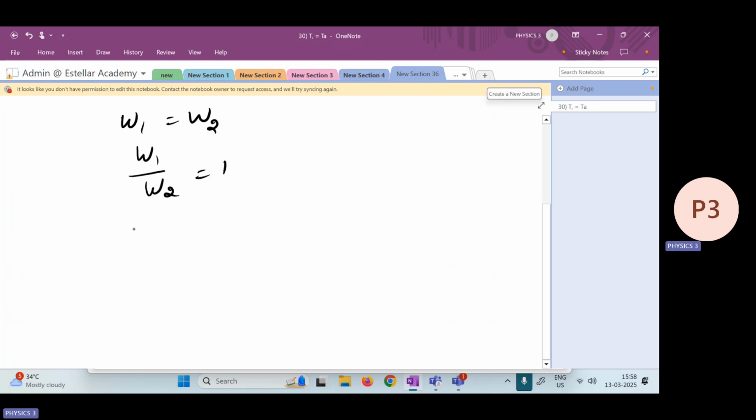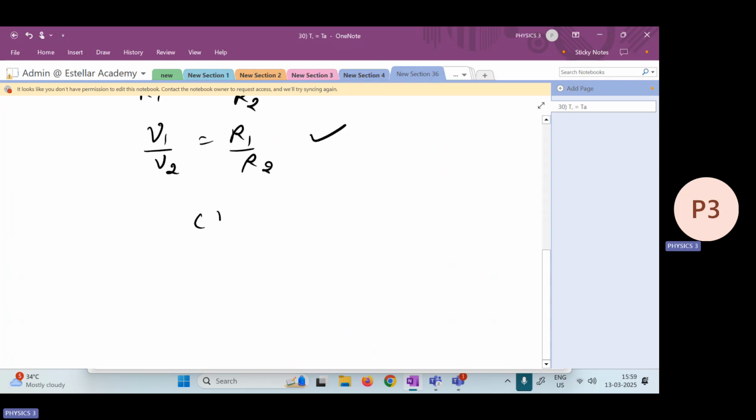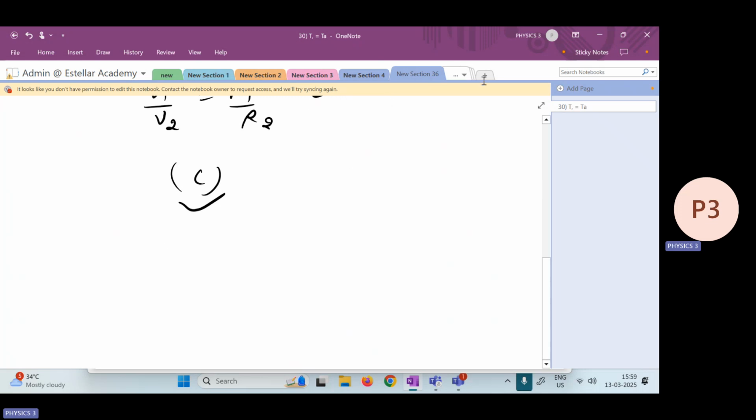Now in place of omega we can put v by r. In place of omega 1 we can put v1 by r1, and in place of omega 2 we can put v2 by r2. So from here v1 by v2 we can write as r1 by r2. So the ratio of angular speed would be 1 and the ratio of linear speed would be r1 by r2, right? So C option would be correct in this case, right? Let's go for the next question, which is the 31st.